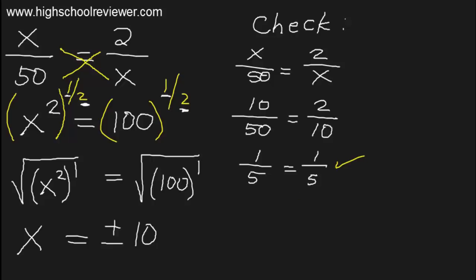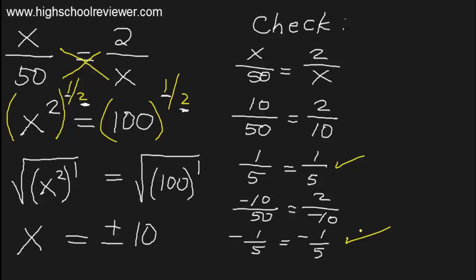Let us now try x negative 10. So this will be negative 10 all over 50. This is equal to 2 all over negative 10. So this will be negative 1 over 5 and negative 1 over 5. So therefore x equals negative 10 is also correct. And these are now our final answers for the problem solving quadratic equation by extracting the square roots.